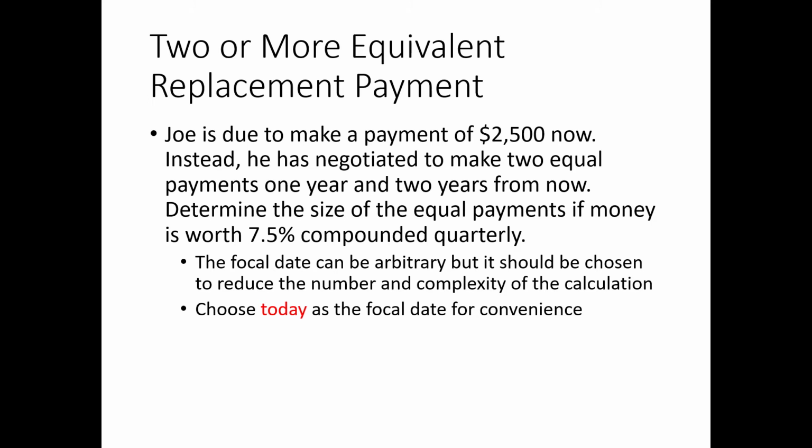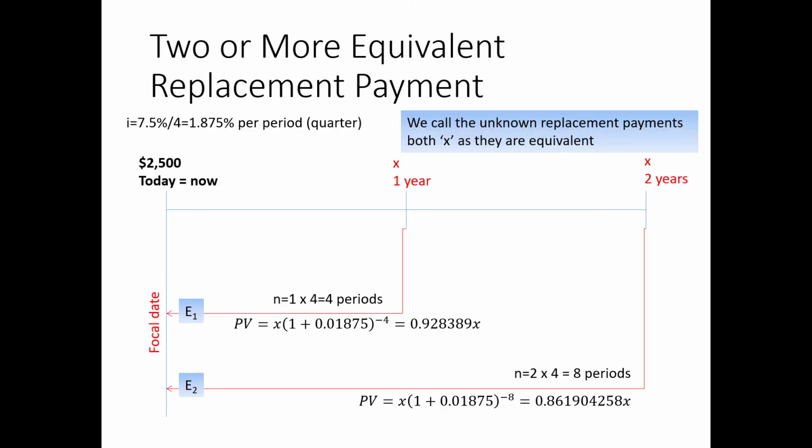Again, focal date is arbitrary. You can pick any one you like, as long as you're consistent. I'm going to pick today as the focal date just because it's nice and it's easy to work with. So what does this look like? We draw out our timeline, and we got something that looks like this, right?